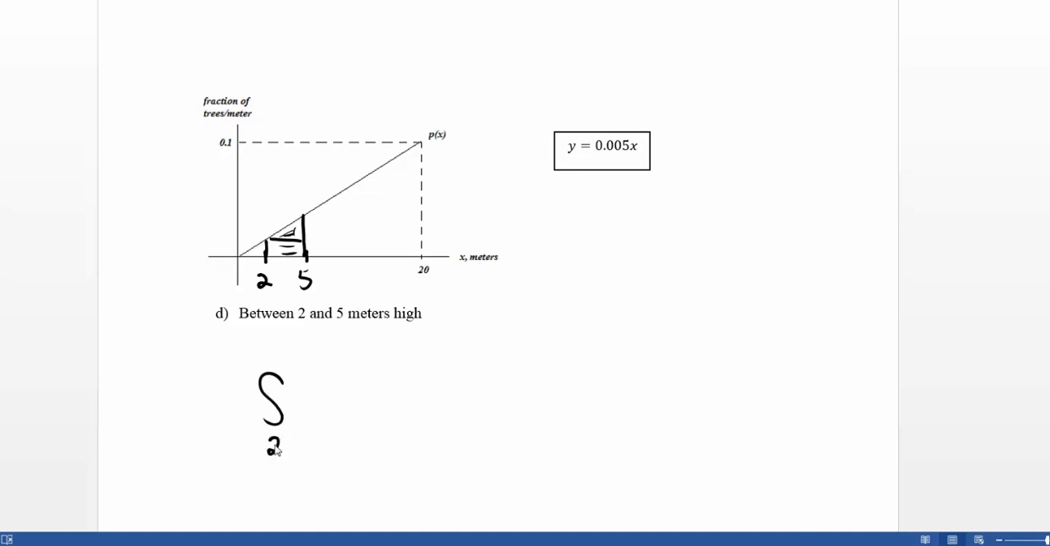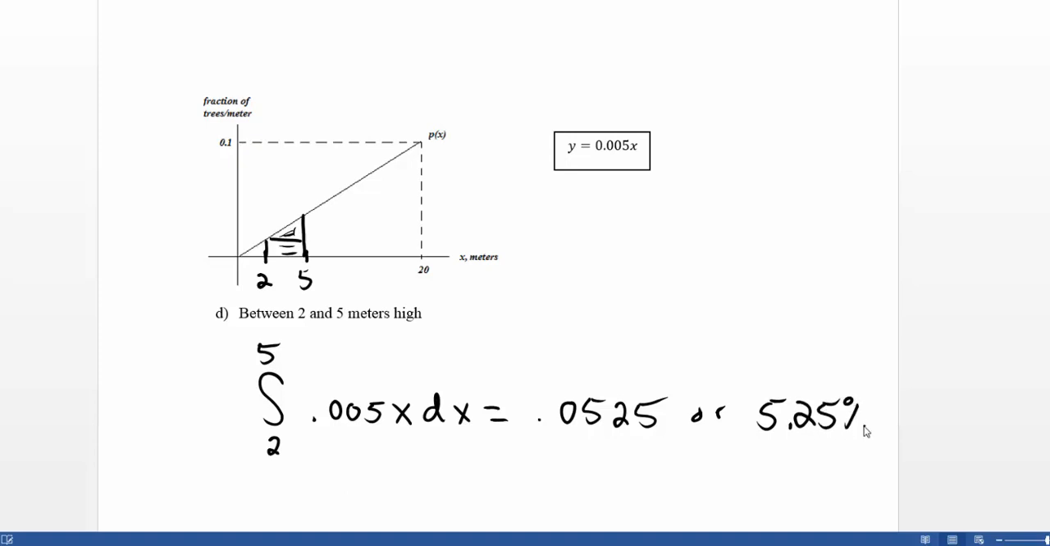So here we're going to integrate from 2 to 5 of our density function, which is 0.005x dx. If we plug that into our calculator, we are going to get 0.0525 or 5.25%. So 5.25% of trees are between 2 and 5 meters high.